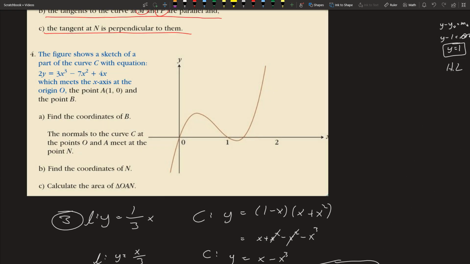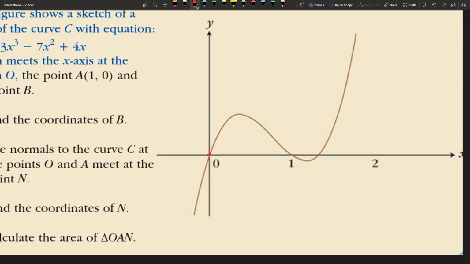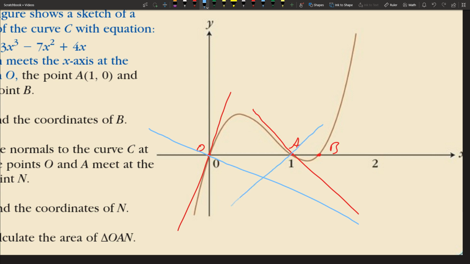Now let's do parts B and C. The normals to the curve C at the points O and A meet at the point N, right? So the normals to the curve C. We have those 3 points: this is O, this is A, this is B. The tangent at O looks something like this, the tangent at A looks something like that. The normal at O looks, I don't know, something like this. It's perpendicular to the tangent. And the normal at A looks something like this.